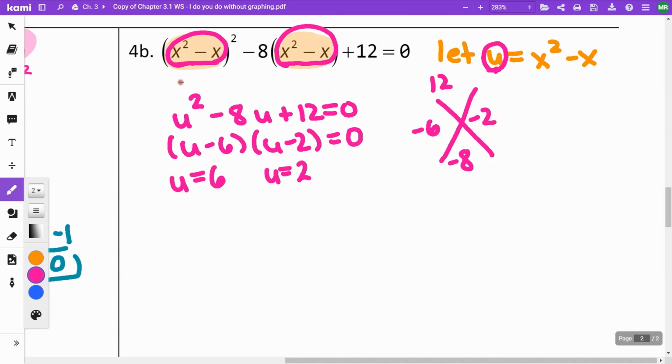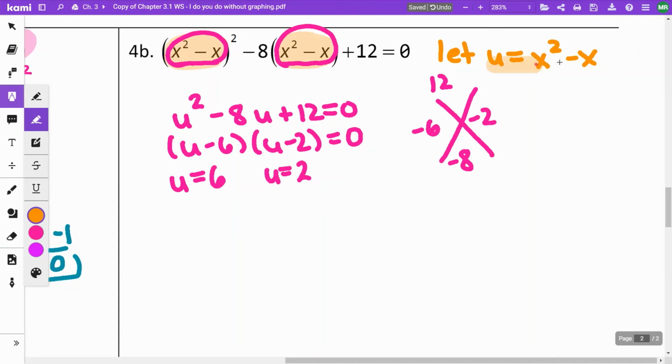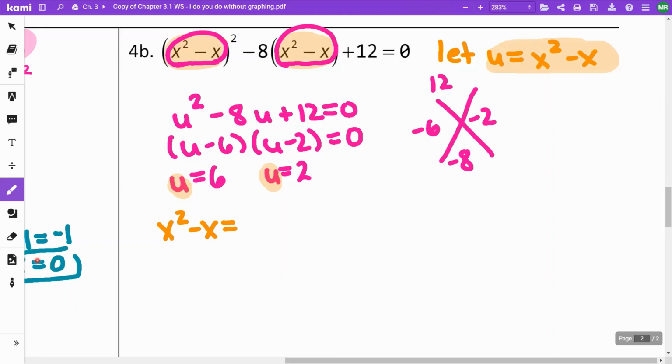But again, my original problem had no u. It had x's. So remember, u was representing, okay, let me get rid of this here. So u was representing x squared minus x. So in place of this u here, I'm going to write x squared minus x. And in place of this u here, I'm going to write x squared minus x. So I am going to have x squared minus x is equal to 6. That's going to be one equation. And I'm going to have another equation, which is going to be x squared minus x is equal to 2.